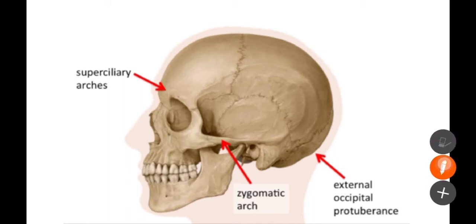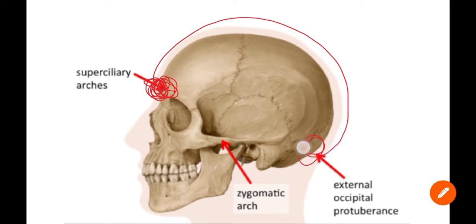Let me explain. So the anterior margin starts from here, the superciliary arches or supraorbital margin, then it extends to the external occipital protuberance and sideways till the zygomatic arch. So it is the extension of scalp. Now we'll discuss the layers of the scalp.